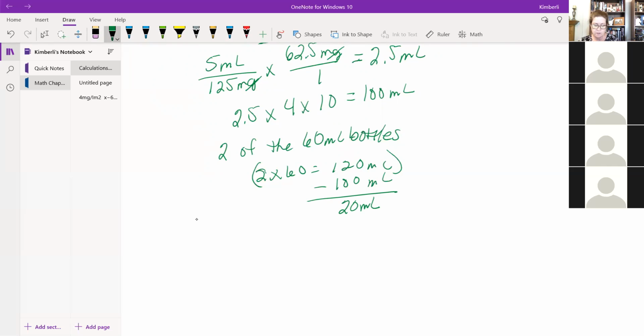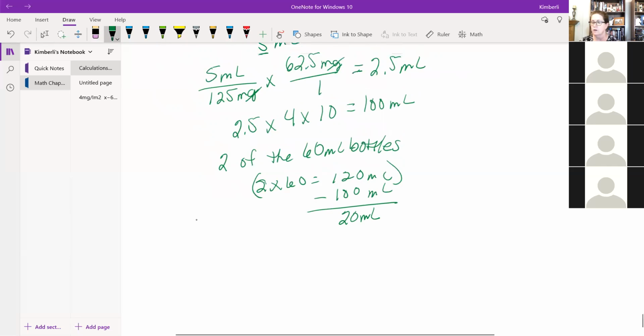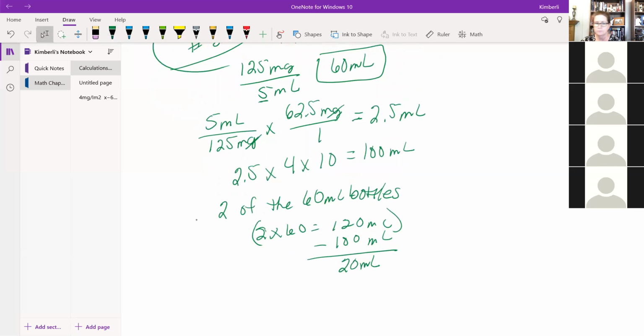Okay, then it says what volume of medication should be administered with each dose. We already figured that out, didn't we? Yeah. Excuse me, Mrs. Lopez. Yes. The 2 bottles is 200 ml. So, and we use 120 ml. So, how much do we have left, or how much extra?